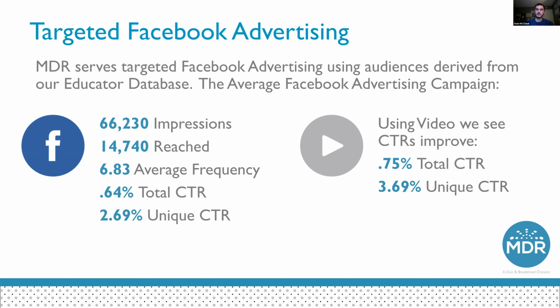What's really neat, because we're in an engaging space, in the social space, is that when you use video, we actually see these numbers jump. So the total CTR, which is just total clicks by total impressions, using video jumps to 0.75%, and the unique CTR goes up a full percentage point to 3.69% when you include video in your ad.